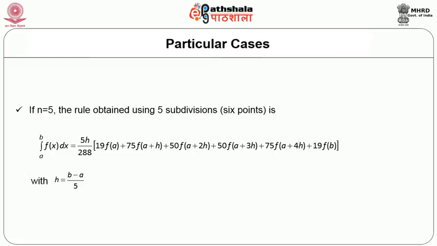If we further proceed ahead and divide the interval into 5 subdivisions, that is n equal to 5, with 6 points, then integral a to b f(x) dx is 5h by 288, and in the bracket we get 19 f(a) plus 75 f(a plus h) plus 50 into f(a plus 2h) plus 50 into f(a plus 3h) plus 75 f(a plus 4h) plus 19 f(b), where h is (b minus a) by 5. So this is how any order Newton-Cotes integration formula can be derived from the Newton-Cotes coefficients.